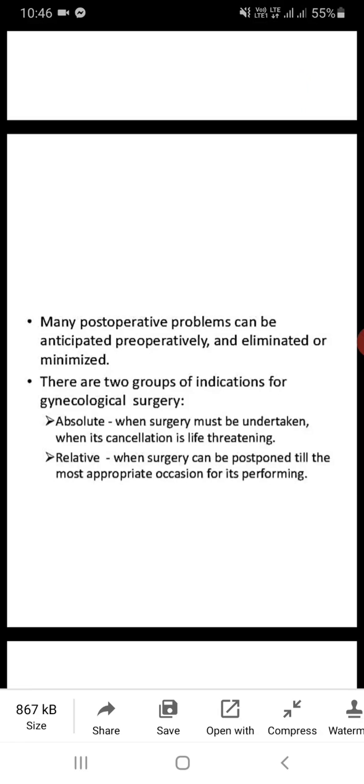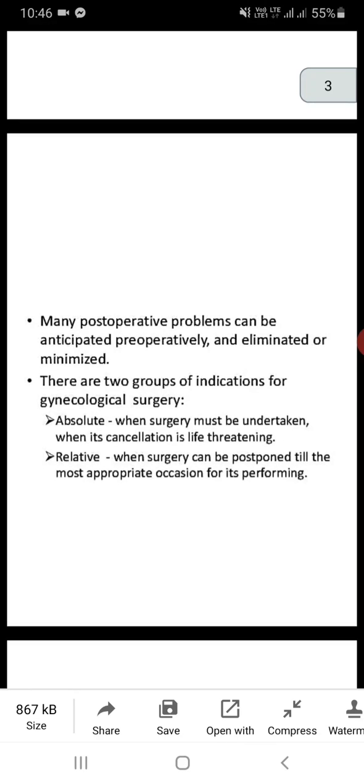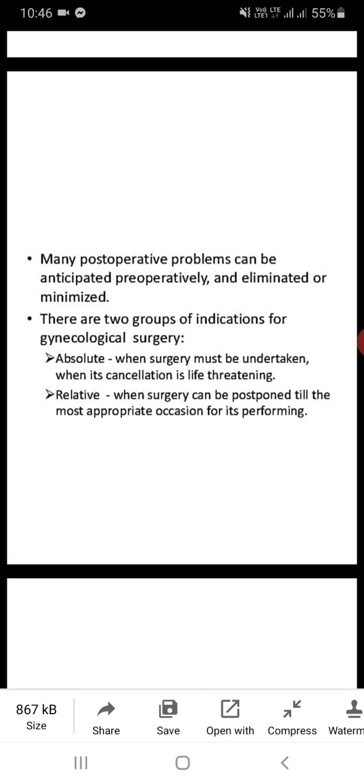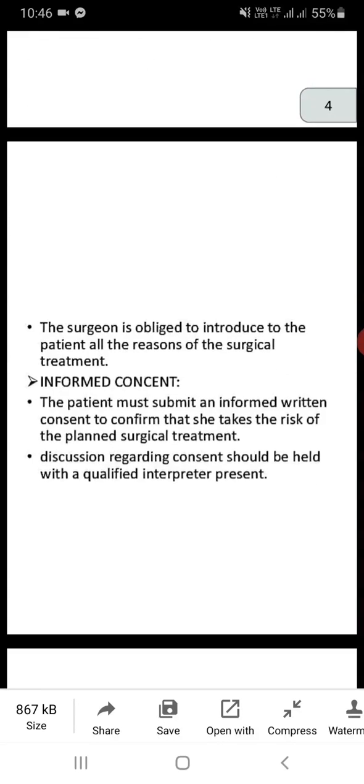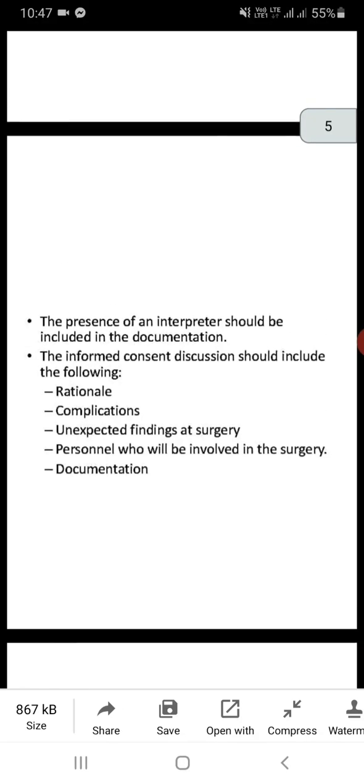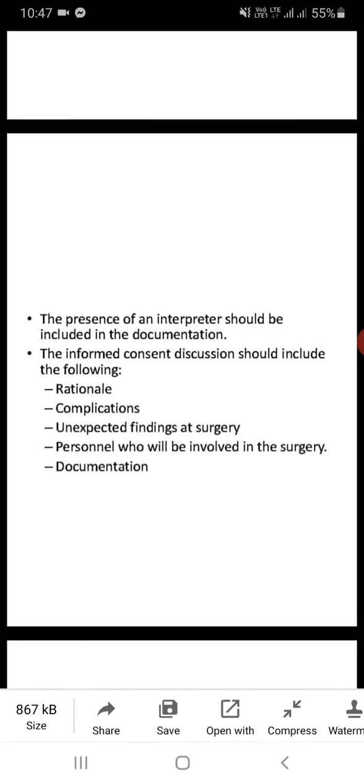There are two groups of indications for gynecological surgery. Absolute, when the surgery must be undertaken because its cancellation is life-threatening. Relative, when surgery can be postponed until the most appropriate occasion. Then the surgeon is obliged to explain to the patient all the reasons for surgical treatment. Then informed consent. The patient must submit an informed written consent to confirm that she takes the risk of the planned surgical treatment. Discussions regarding consent should be held with a qualified interpreter present. The presence of an interpreter should be included in the documentation.